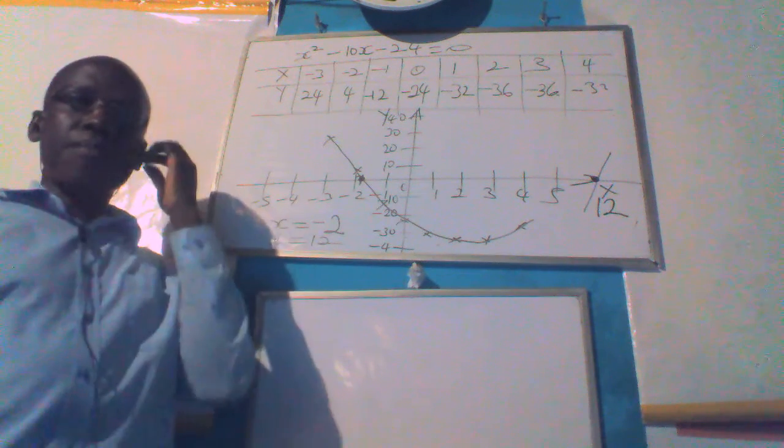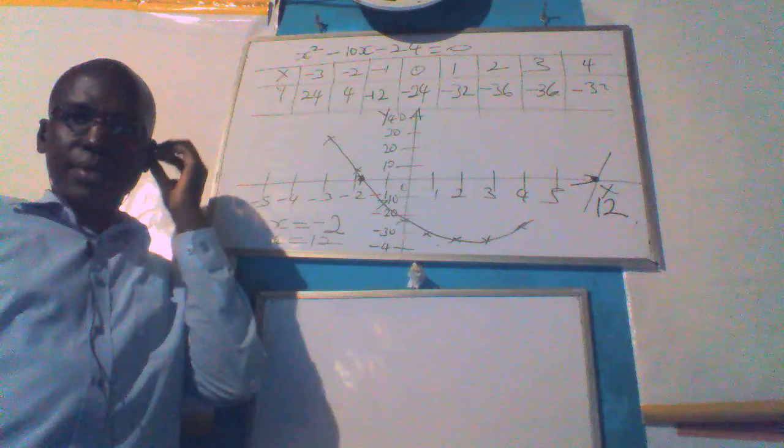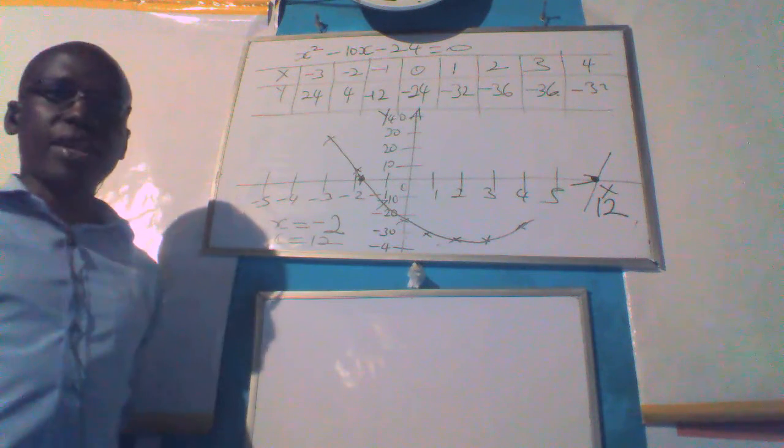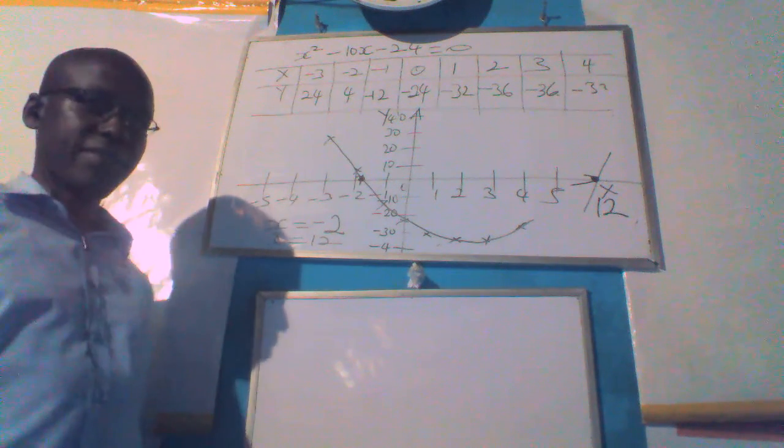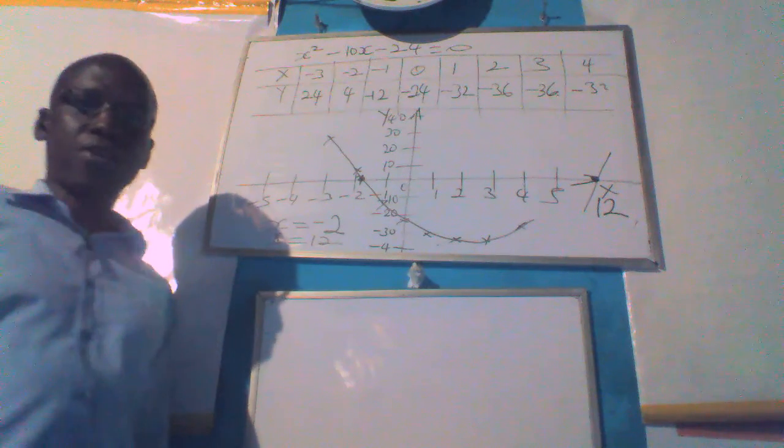The first one being that of completing the square. The second method is that of the quadratic formula. The third is factorization. And the fourth, which we have just concluded, is the graphical method.